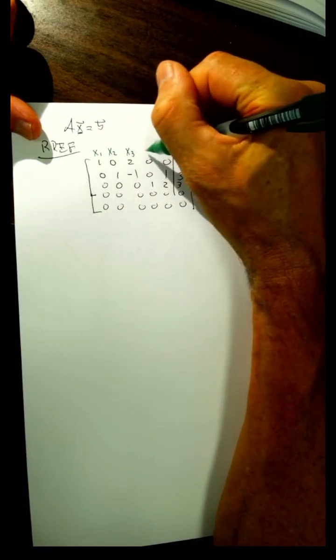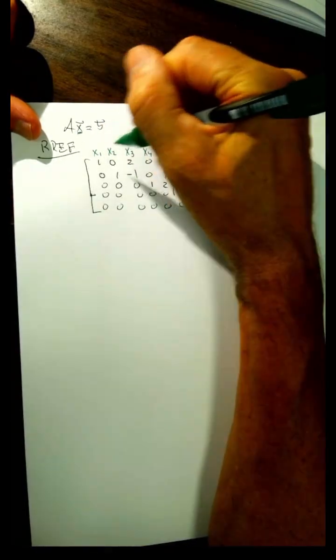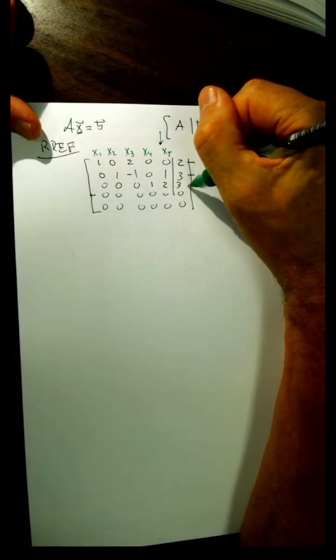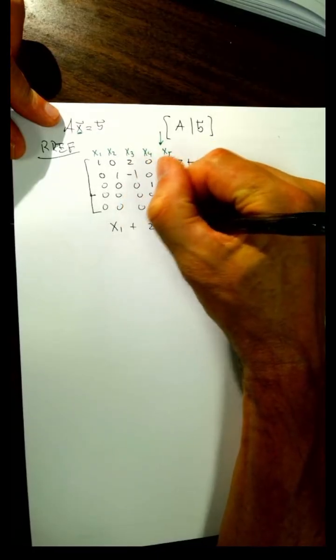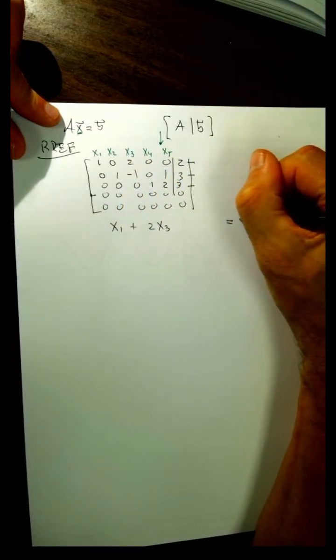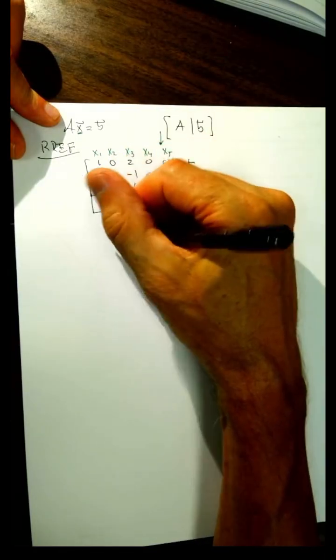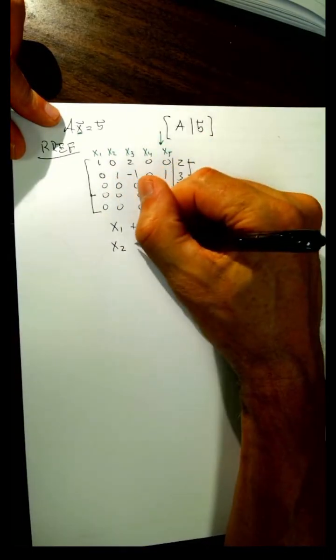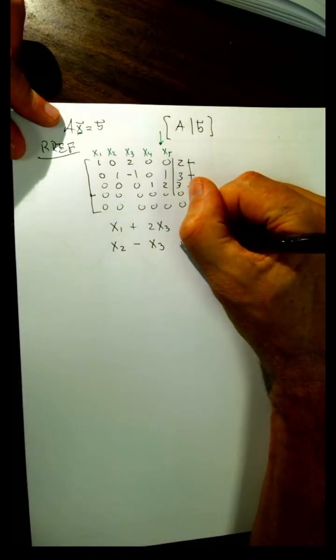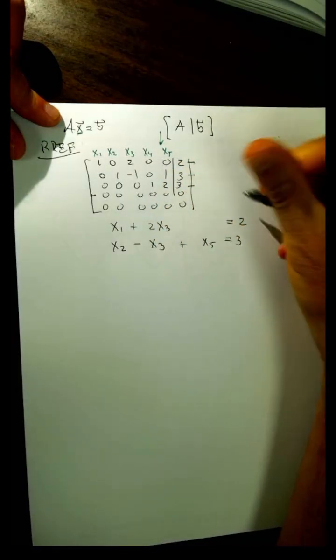So each column are the coefficients for my unknown variables. In this case, I said they were x1, x2, x3, x4, x5. And then each row represents an equation for those variables. And what does this mean? I can just immediately read this off. The first row says that x1 plus 2x3 equals 2. Second row says x2 minus x3 plus x5 is 3.